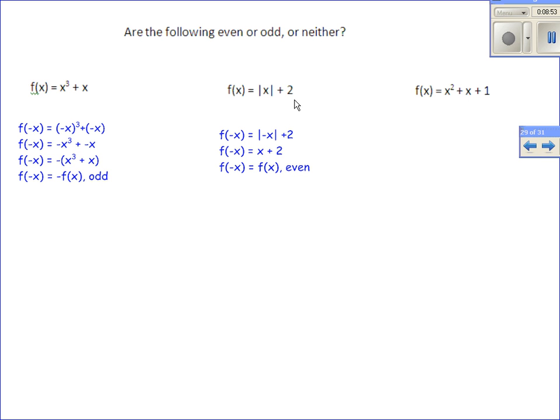For f of x is the absolute value of x plus 2. Replacing the x with negative x, the absolute value of negative x is just the absolute value of x. So this f of negative x is equivalent to the original function f of x, and it's what we call an even function. In this example here, replacing the x's with negative x, the negative x squared is positive x squared, negative x is negative x, and this does not equal the original function, nor is it the opposite of the original function, so this, like most functions, is neither even nor odd.